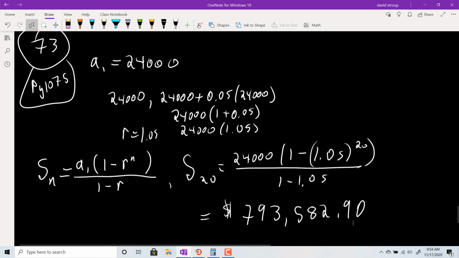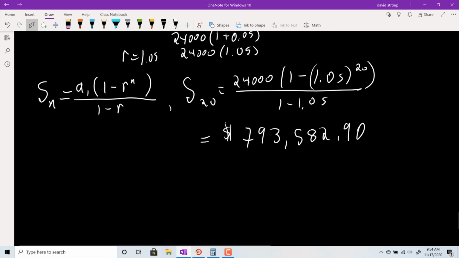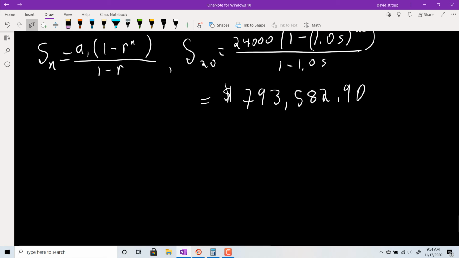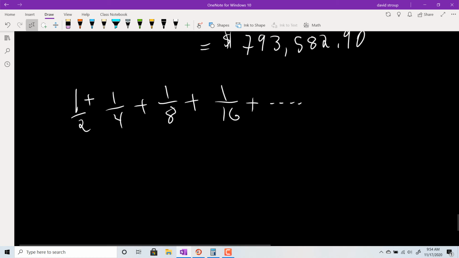Okay. Believe it or not, in special circumstances, you can add these up infinitely, an infinite number of terms. So the idea is kind of like if you're adding 1/2 plus 1/4 plus 1/8 plus 1/16 plus forever, that will equal something. Okay, that equals a number.